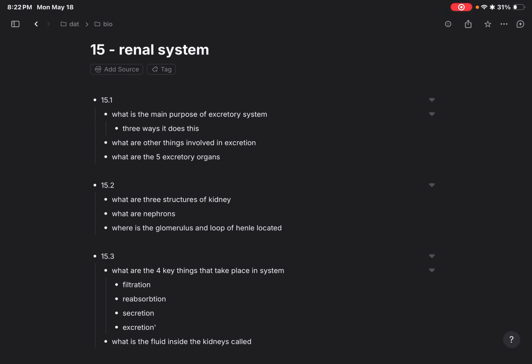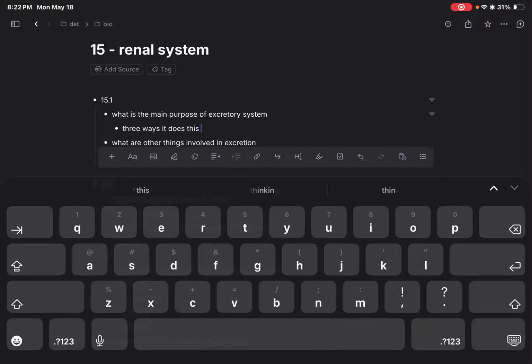Right, so renal system, what is the main purpose of the excretory system? The renal system is just a part of the excretory system, but it's there to maintain homeostasis, maintain balance in the body. Three ways it does this: managing salt levels, getting rid of excess waste, regulating how much water we have, ridding waste, and then regulating electrolyte levels.